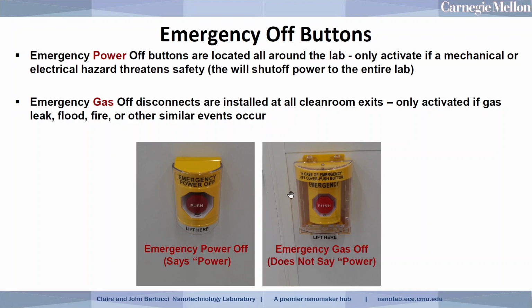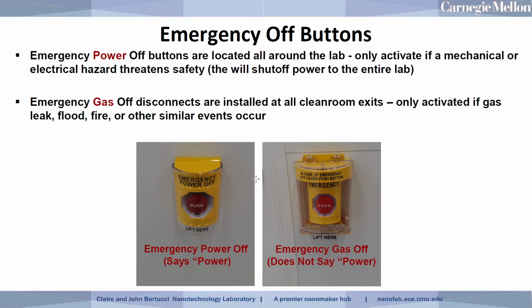Unfortunately, the gas shut off buttons look very similar, but you can see they do look a little bit different. It's a little bit bigger, a little bit different in terms of text. So the emergency gas off button shown here will stop the flow of all gases in the lab at the gas cabinets, and the emergency power off will cut off power to the entire lab.